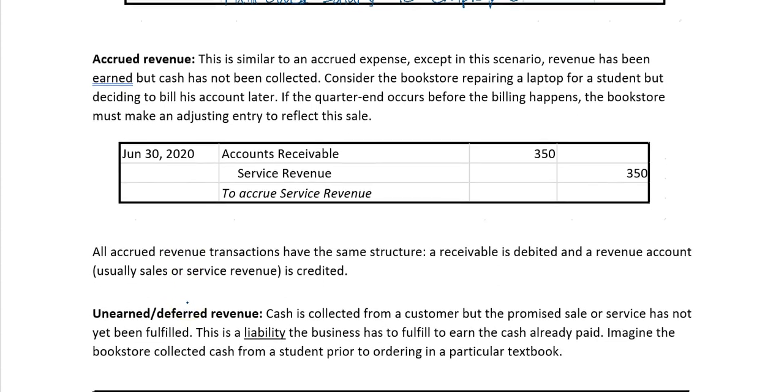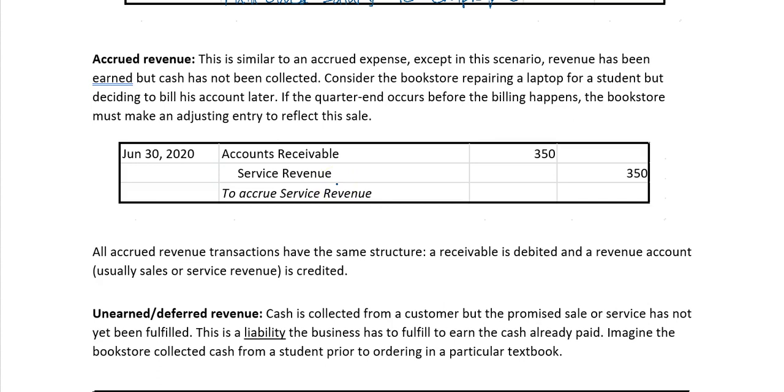Accrued revenue. It is similar to an accrued expense, except in this scenario, revenue has been earned, but cash has not been collected. Consider the bookstore selling a laptop to a student, but deciding to bill his account later. If the quarter end occurs before the billing happens, the bookstore must make an adjusting entry to reflect the sale. So this journal entry is all done. Note that it's the end of the quarter on June 30th. And note that we have a debit to accounts receivable and a credit to service revenue.